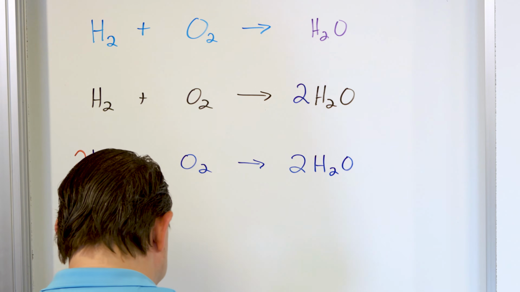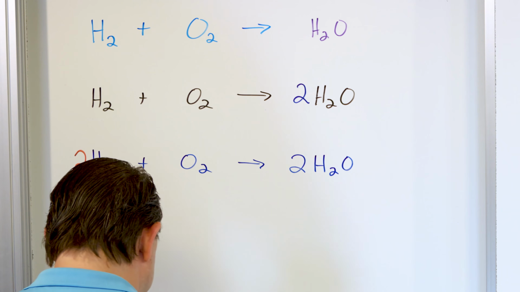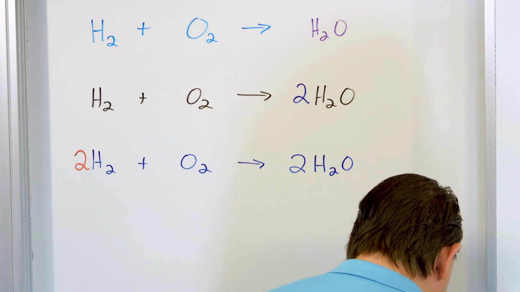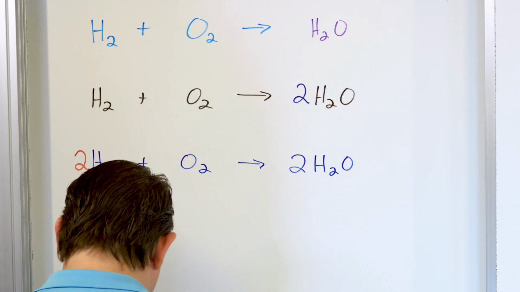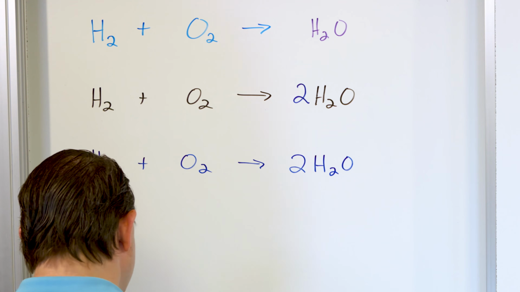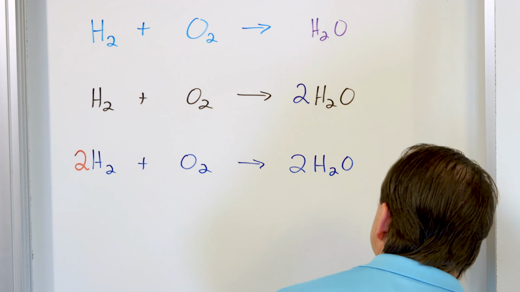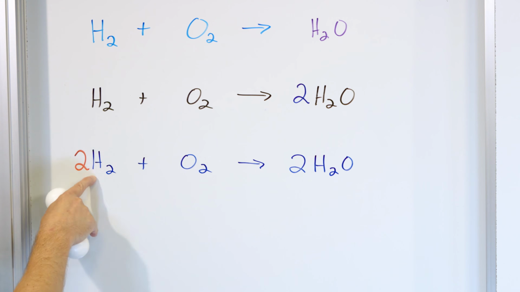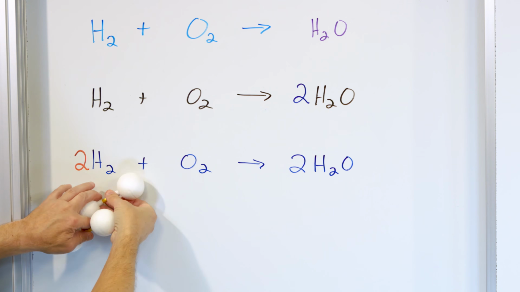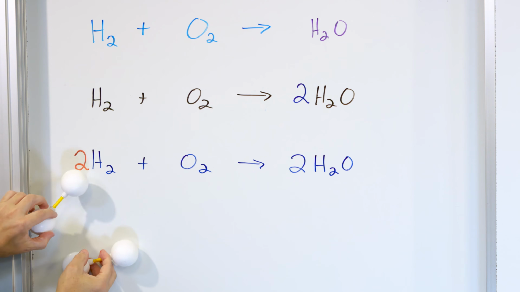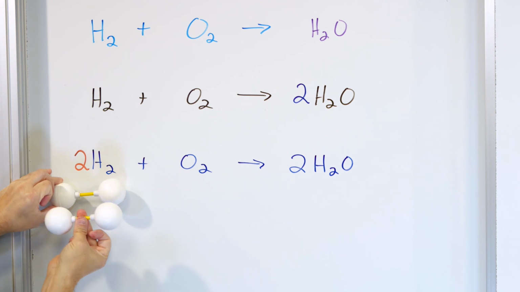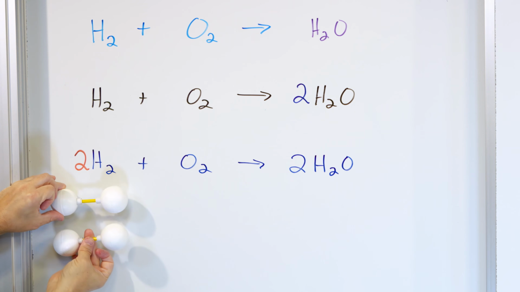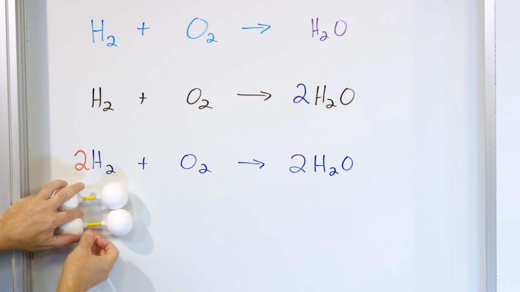So what I'm going to do is disassemble what I have from before, put it back together, and we're going to see visually how this might work. Here on the left, I no longer have a single hydrogen molecule, I have 2 of them. So that's what the 2 represents. The coefficient of 2 means I now have 2 of these hydrogen molecules. Each molecule has 2 hydrogen atoms bonded together. So this is what I have right here.